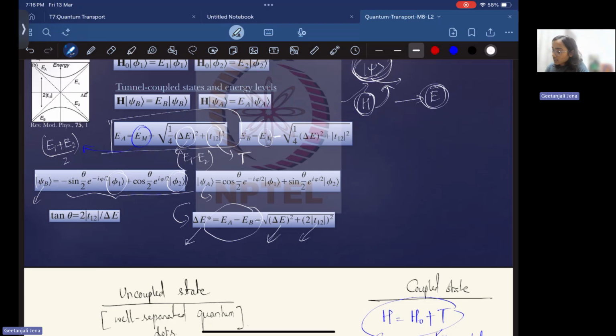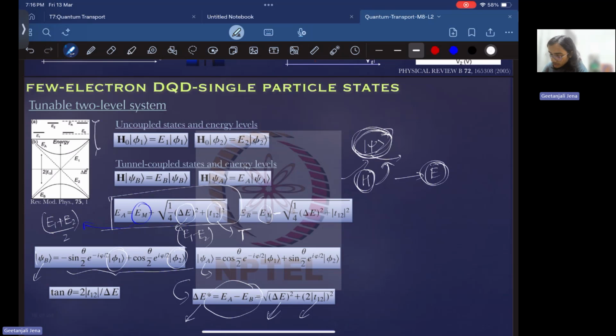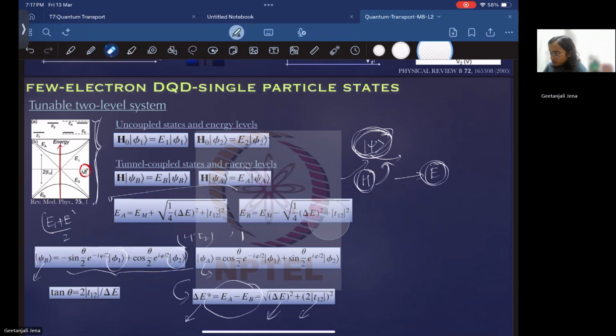Okay, so let us see some of the interesting details of this relation. So this is what has been plotted in this graph. Here it's the variation of delta E star, plotted as a function of energy. How does the splitting behave as a function of energy? For both EA and EV, they depend on this relation, and these are plotted as hyperbolic functions.